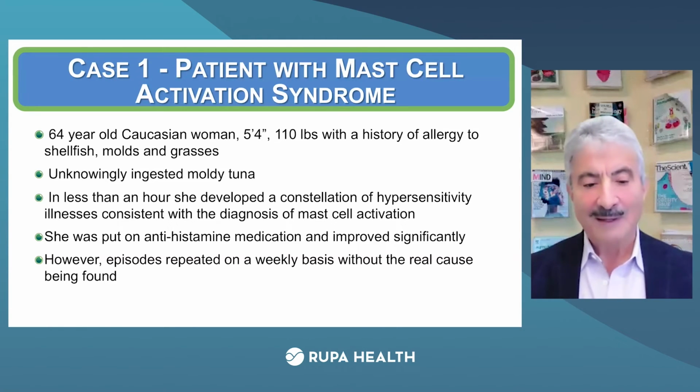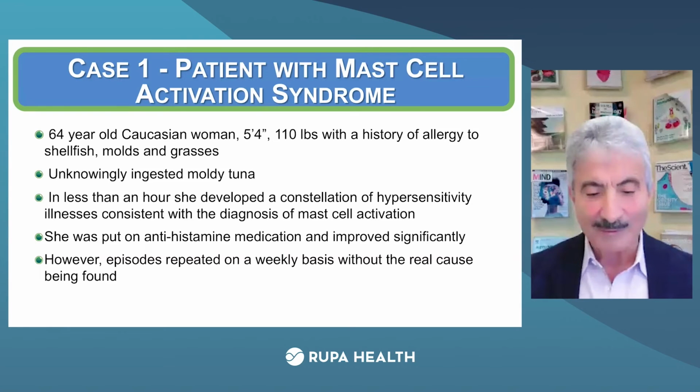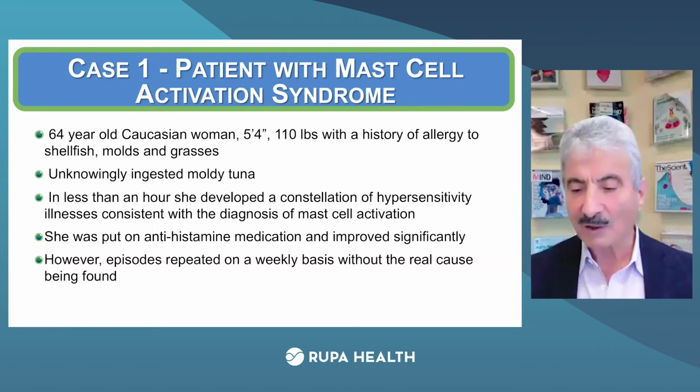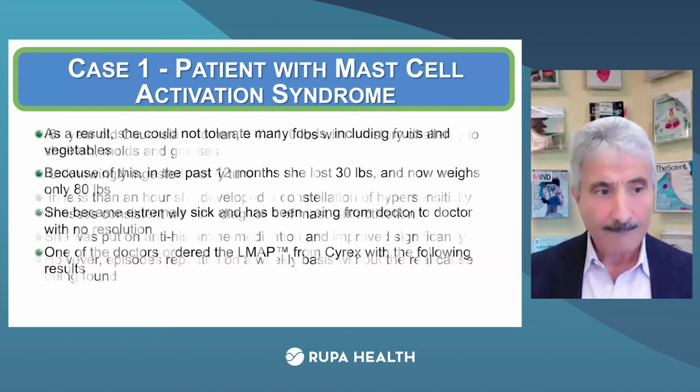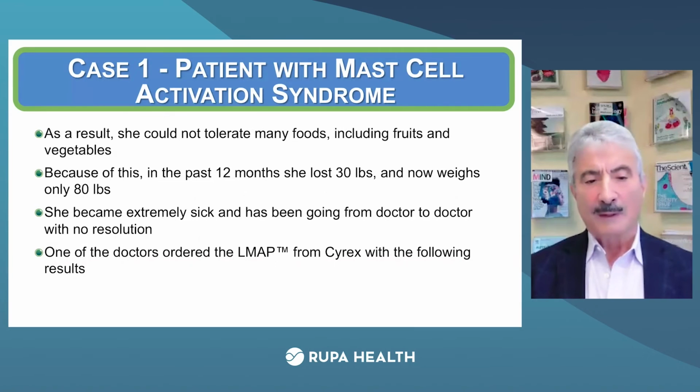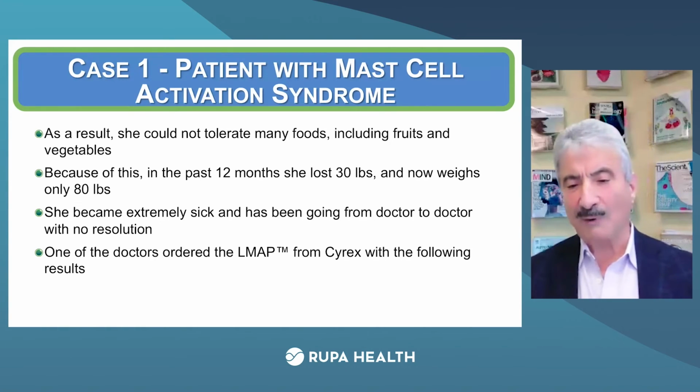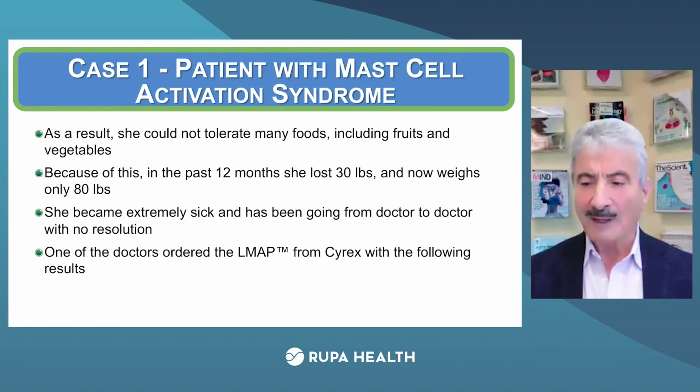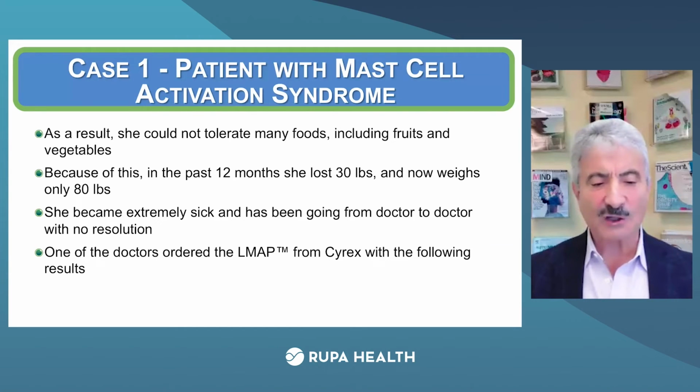However, episodes repeated on a weekly basis without finding the real cause. As a result, she could not tolerate many foods, including even fruits and vegetables. Because of this, in the past 12 months, she lost 30 pounds and now weighs only 80 pounds. She became extremely sick and has been going from doctor to doctor with no resolution.